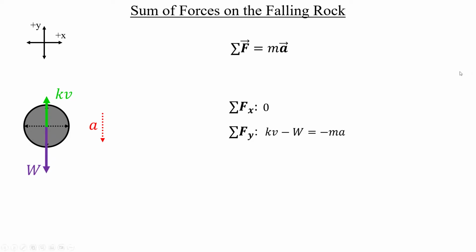If you are using the same axes convention that I am, with plus y facing up, be sure to include a negative for ma on the right-hand side there. Other than that, there's no more simplification required here, but we do need to grab an expression for what the terminal velocity looks like. And thankfully, that's really simple.